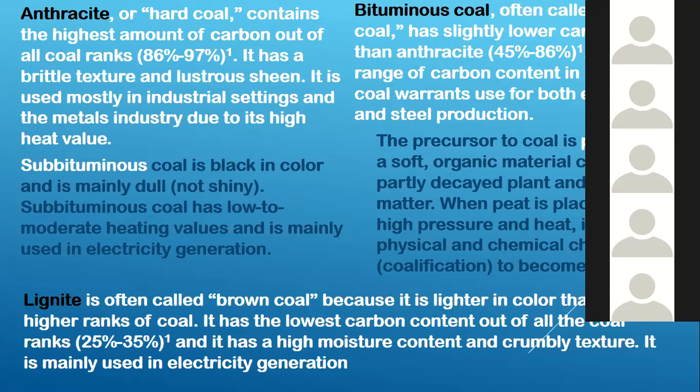Then the subbituminous coal produces less greenhouse gas emissions. And because it produces less greenhouse gas emissions, it is used in the generation of electricity that runs the industrial companies. Then lignite coal is also used in the generation of power that runs the industries.